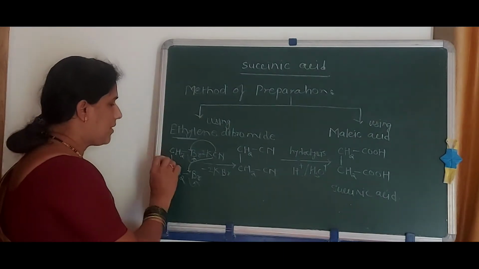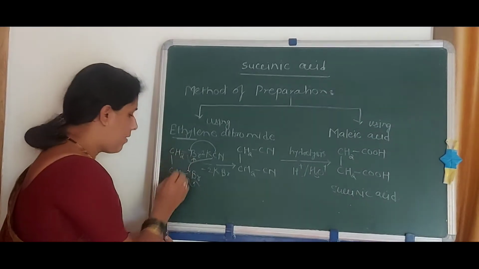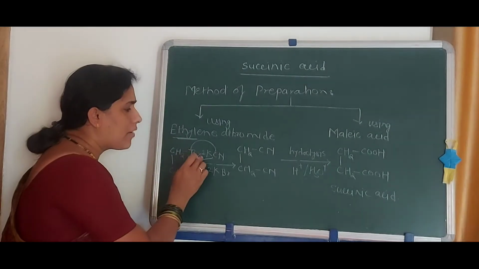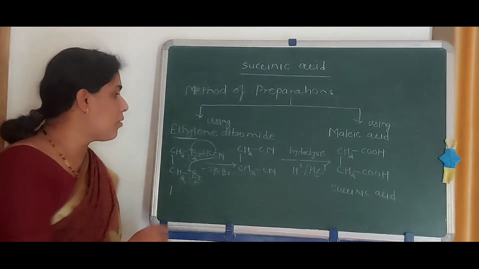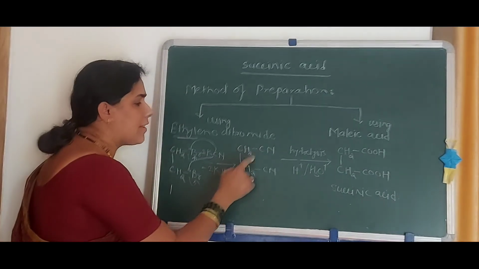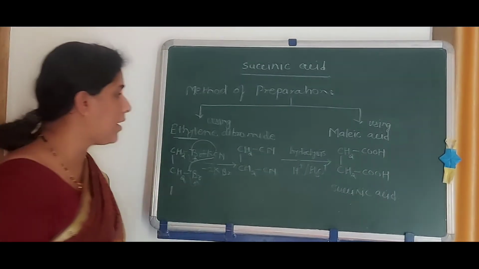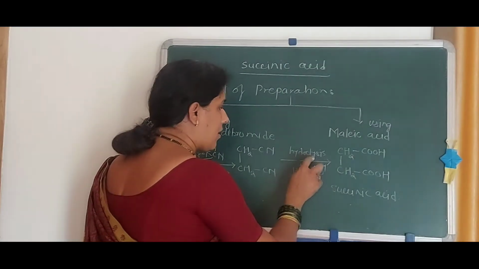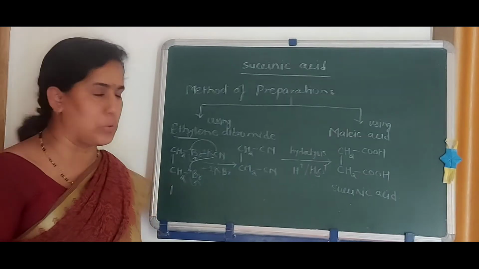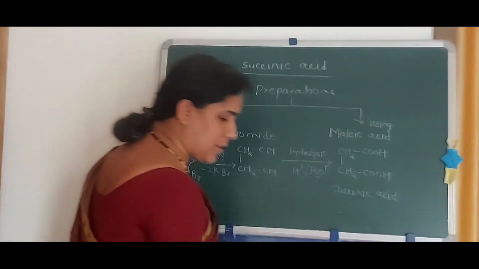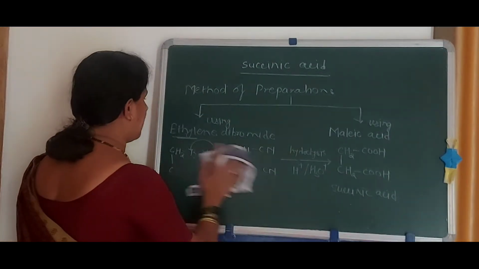Okay, what is the method? Again I am repeating this. First, ethylene bromide on action of potassium cyanide with two molecules, there is formation of ethylene dicyanide. And here on hydrolysis, this CN group, cyano group, is converted into a COOH group. Now, the next method is called malic acid.